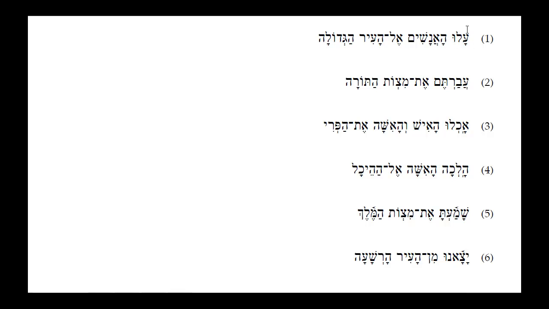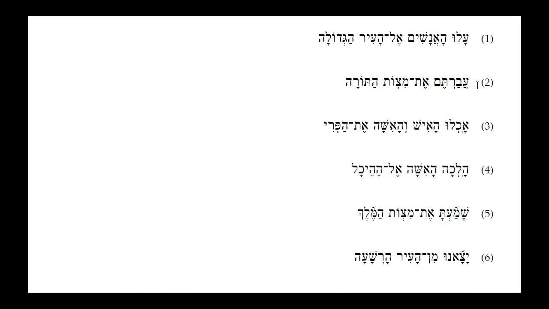Alu is a qal stem, perfect conjugation, third common plural from alah, to go up. It's one of those third hey verbs. The hey drops out here. And ha'anashim is the subject here. It's a masculine plural absolute noun. And ha'ir hagedolah is an attributive adjective. It agrees with ha'ir in gender, number, and definiteness. So the men went up to the great city.